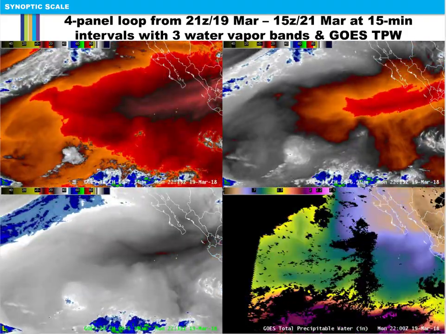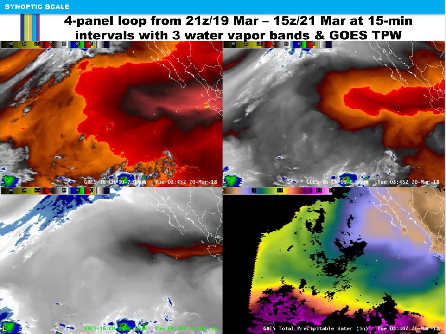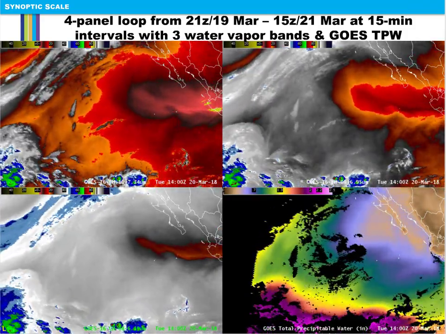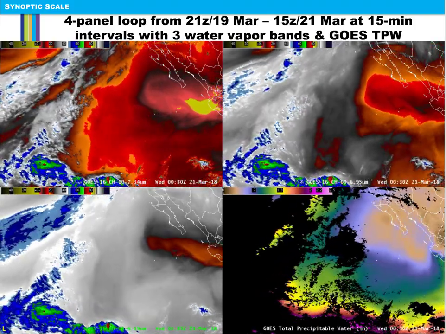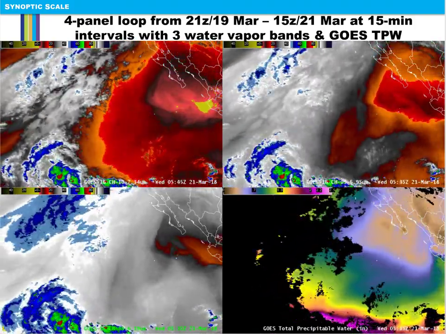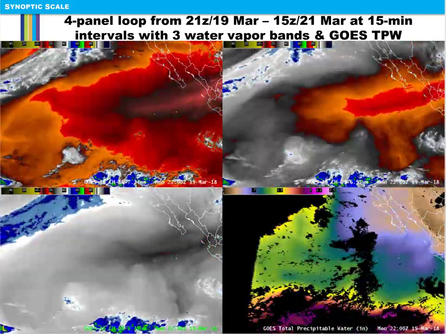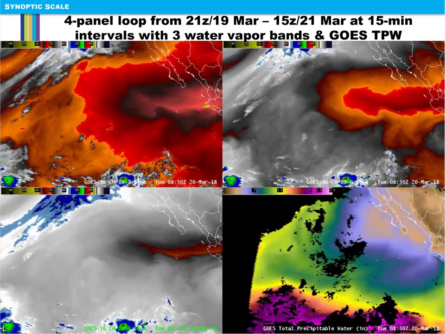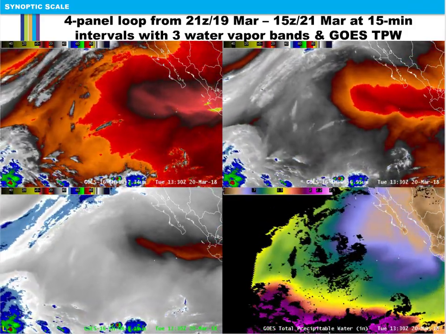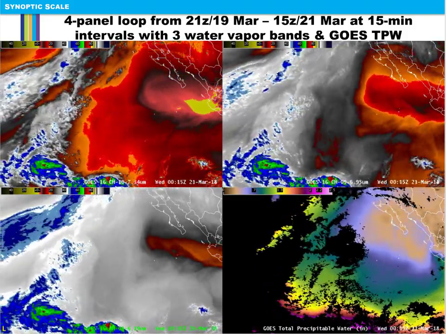The GOES TPW product is available at 5-minute intervals, although here we have 15-minute intervals since we are on a larger scale. A limitation of this product is that TPW is derived only in clear or nearly clear sky conditions, as can be seen in this loop where the blank or black areas correspond to clouds in the water vapor imagery. However, note that unlike the water vapor imagery, we get a quantitative measure of the moisture present.